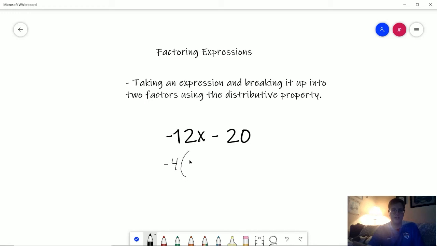And so I can do negative 4 times 3x plus 5. By doing that, I'm going to distribute this negative value to both of these. Negative 4 times 5 gives me my negative 20. Negative 4 times 3x gives me my negative 12x. So this would be one way that we could do that. Negative 4 is going to be our first factor, and then this 3x plus 5 would be the second.